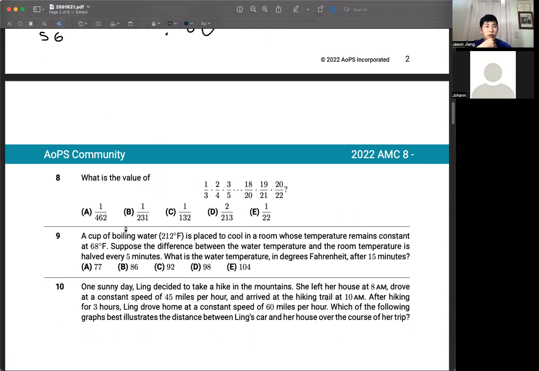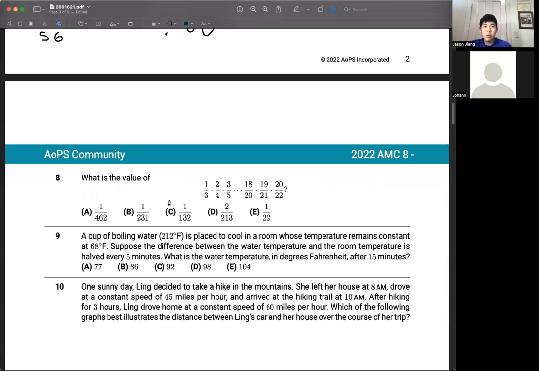What is the value of 1/3 times 2/4 times 3/5, etc., all the way up until 20 over 22? So we have a pattern here since the denominator is always 2 greater than the numerator. And so what that means is that if we look at the term 2 after a term, it'll have the same numerator as that term's denominator.